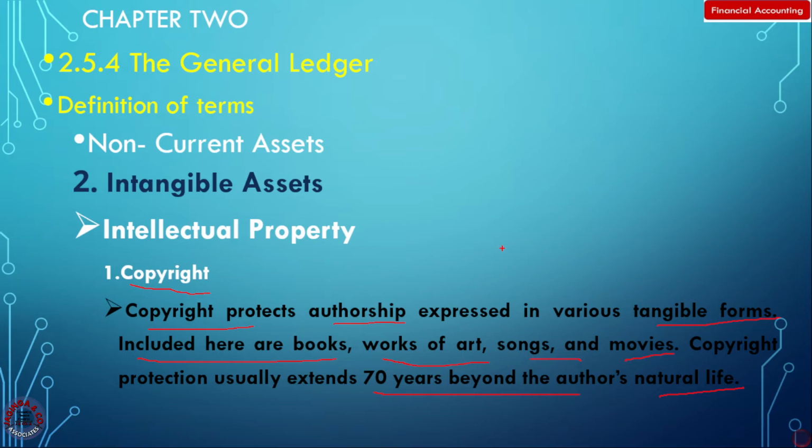So when you make music today, the protection of the rights of that music can be more than 70 years. It then means that when you die, the copyright protection of your music can still go beyond your death. They can still go beyond the 70 years. So that's what we mean by copyright protection, authorship expressed in various tangible forms. Copyright protection usually extends 70 years beyond the author's natural life.